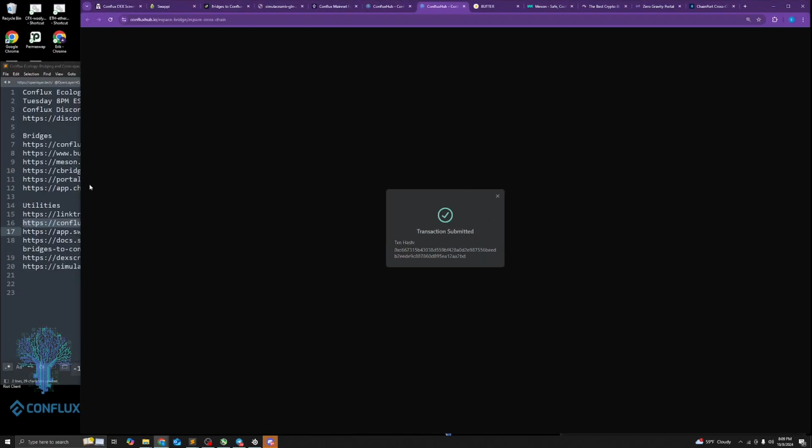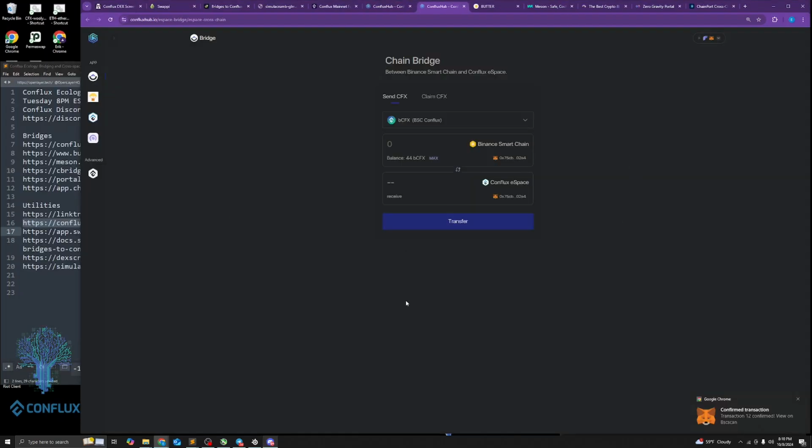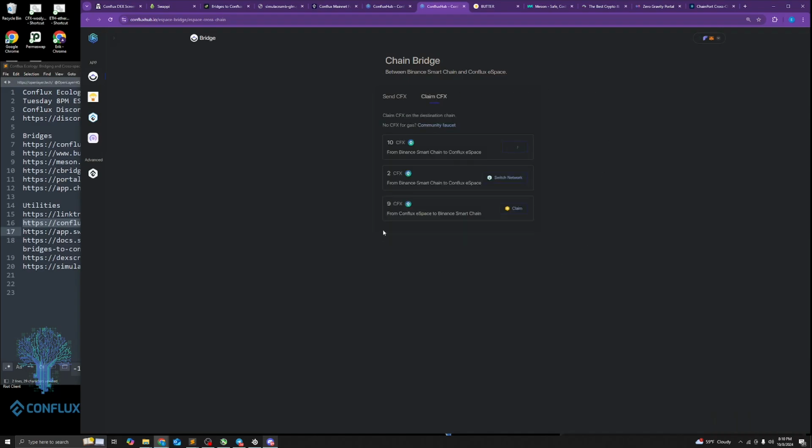I'm going to make this a little smaller. Let's see, that went through on the BNB side. Now what I have to do is click over to this claim. You can see I have a couple of claims because I was testing. So that 10 CFX is in transition between BSC and Conflux eSpace. When it's ready, these earlier ones took, I would say, between 3 and 10 minutes.